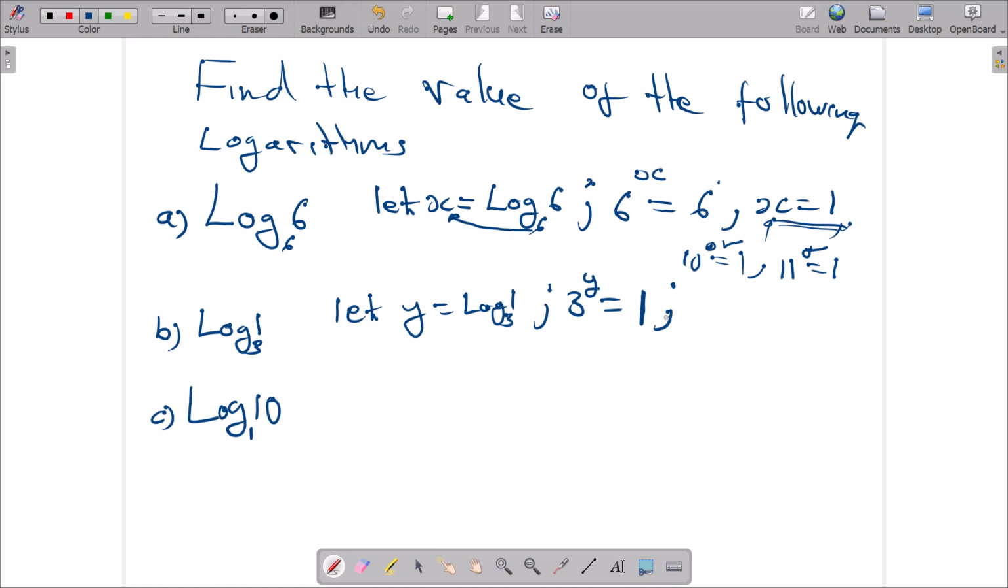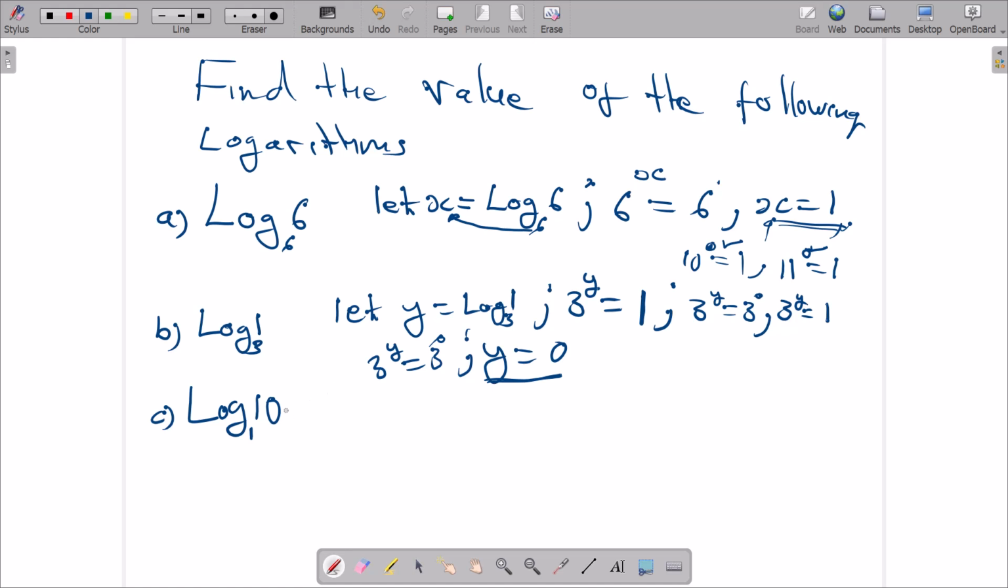So here, whatever the value is, 3 power y is equal to 3 power 0. So remember, like I said, any number power 0 is equal to 1. By the end of the day, 3 power y is equal to 3 power 0 because any number power 0 is 1. So the value of y is equal to 0.